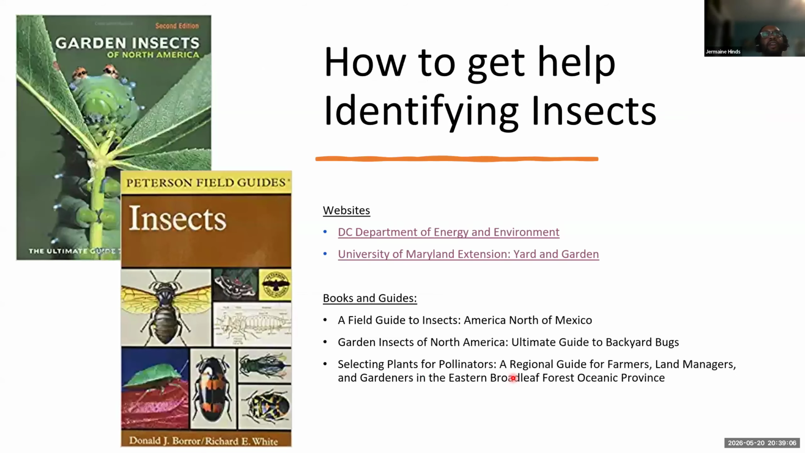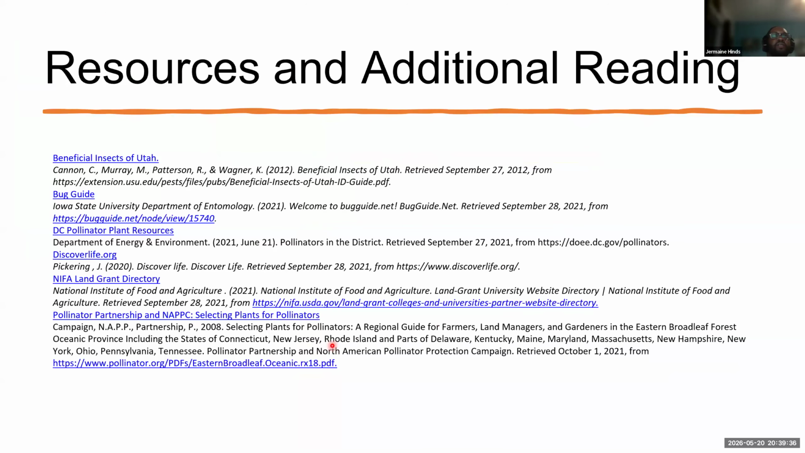Some other sources I recommended are included here: the DC Department of Energy and Environment and University of Maryland Extension, which have a yard and garden website with resources relating to pests and guidelines for gardening, pest management, and different things like that. These are some really good insect guides. If you prefer books, the Field Guide to Insects is a really good book that has keys and different things like that. And then I just left off with different resources you can use. You're very welcome to download this slide set and visit any of the resources in there.